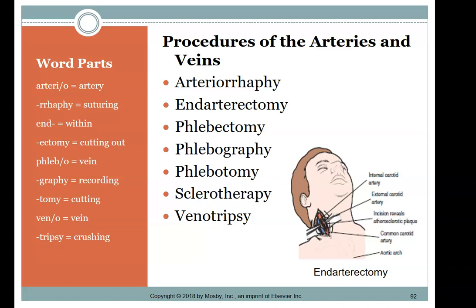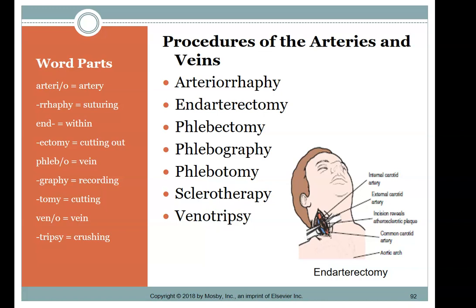A phlebography is a process of X-rays recording a vein after injection of a contrast medium. A phlebotomy is the cutting of a vein for the purpose of collecting blood, also called a venipuncture. A sclerotherapy is intravenous injection of a chemical substance to treat varicose veins, and venotripsy is a process of crushing a vein to control bleeding.